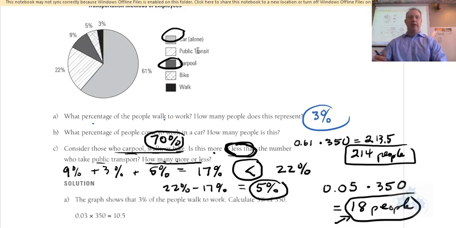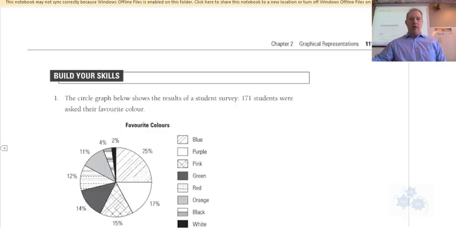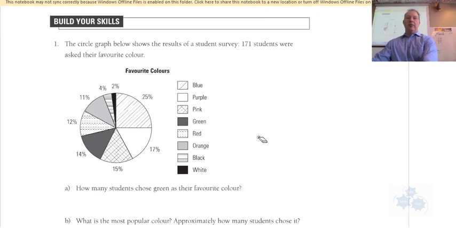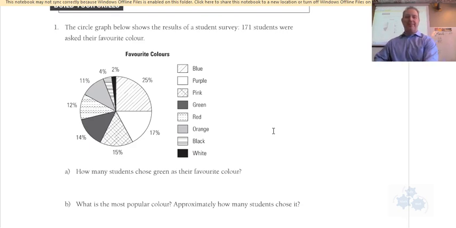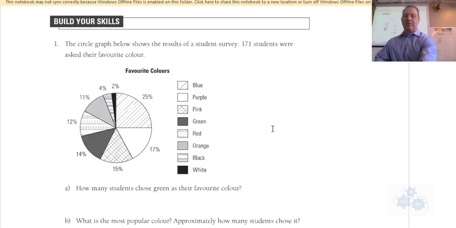Is that understandable? Okay. So, I think now would be a good time for you guys to work on the build your skills. There's your time to practice. Here is a pie chart that you guys can work with here. Okay, go.